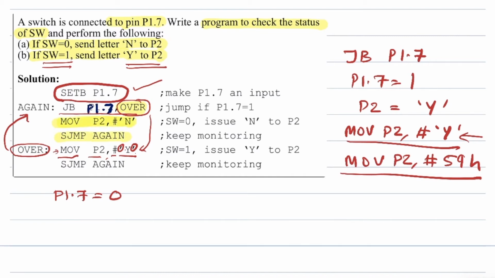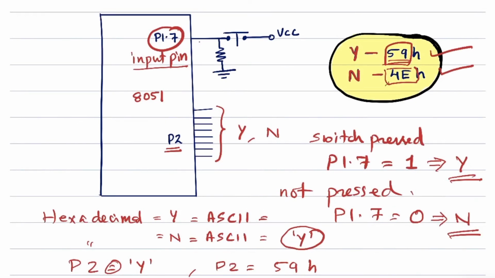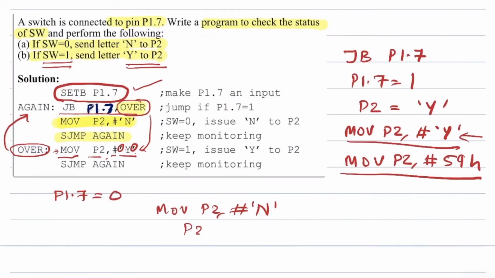So what does this line do? It is simply sending the letter N to P2. As I mentioned earlier, we write MOV P2, #'N', with N in quotes, to send the ASCII equivalent of N, and the ASCII equivalent of N, as we have seen, is 4E. So P2 will become 4E in this instruction, and this will happen only if P1.7 is 0.